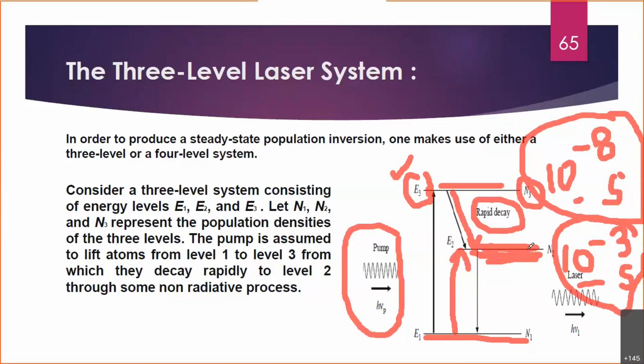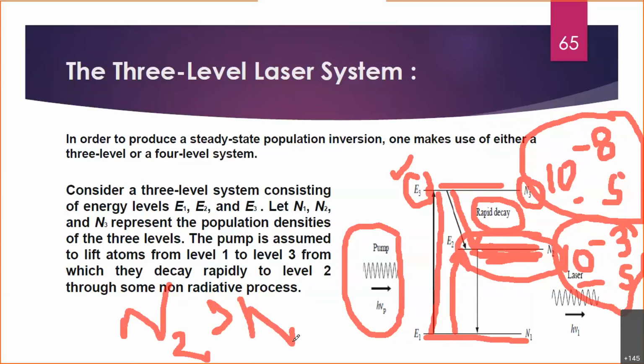That means the number of particles is getting increased in level number 2. But at the same time, this pumping from level 1 is going on continuously. So what happens actually in this whole process? This pumping is going on, so the number of atoms in level 1 is getting reduced. But in level 2, the number of particles is getting increased because of this lifetime. So with this arrangement, we are able to achieve N2 greater than N1.